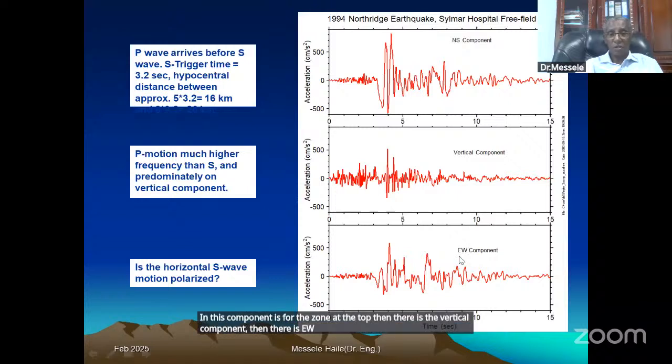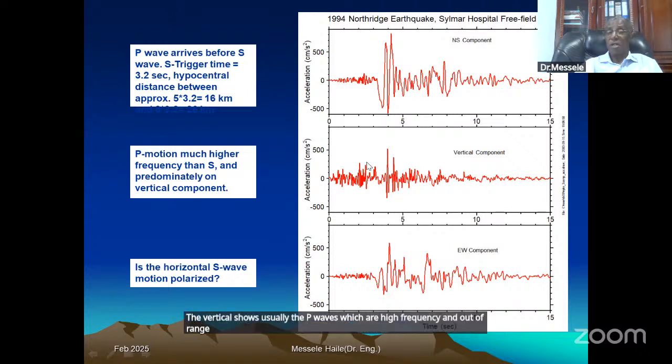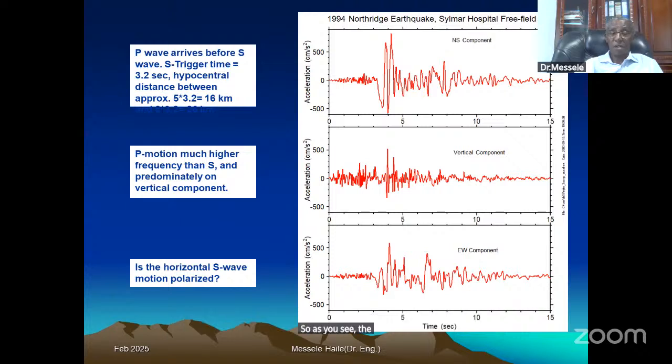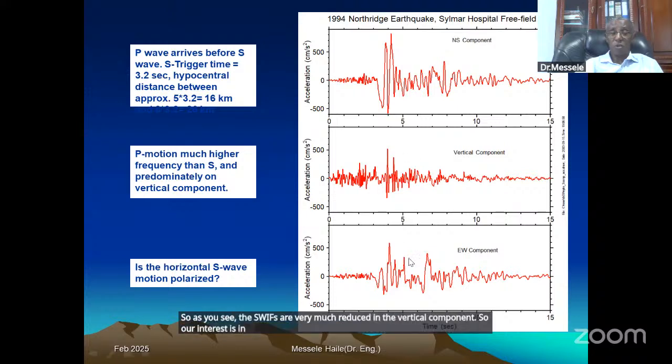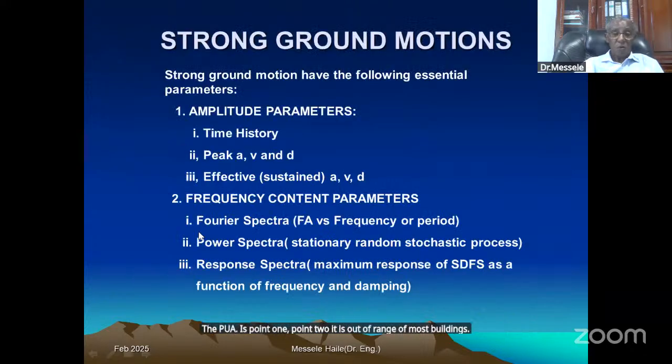Why aren't we interested in the vertical? The vertical usually shows the P waves, which are high frequency and out of range of damage of building frequencies, building design buildings. So as you see, the S waves are very much reduced in the vertical component. So our interest is in the horizontal components, which amplify the S and the surface wave. The P wave is 0.1, 0.2. It is out of range of most buildings. What are we interested in?